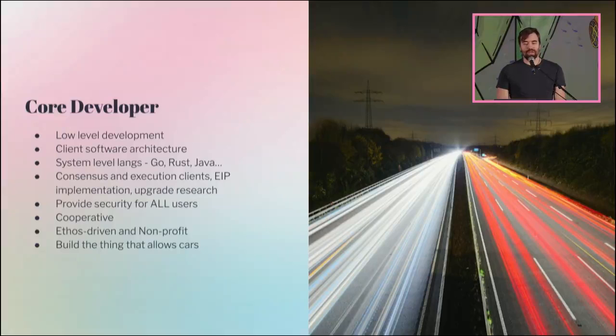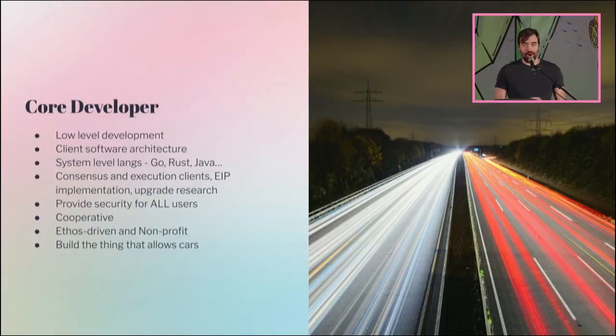To contrast that with what a core developer does, the core developer is doing very low-level development, building client software architecture using low-level languages like Go, Rust, Java, C++, these low-level system languages. They're building the consensus clients and execution clients like Geth and Prysm and Lighthouse and all of these things that are required to run a node or run a validator. Doing different bits of research, writing up EIPs for different upgrades that happen to the network.